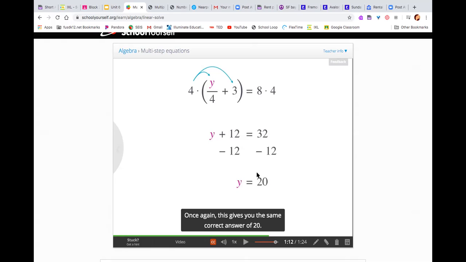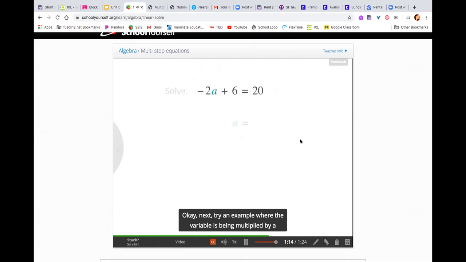But if you're watching this and you're like, whoa, what just happened? Don't worry, okay? You do not have to do it this way. That's your choice. 20. Okay, next, try an example where the variable is being multiplied by a negative number.